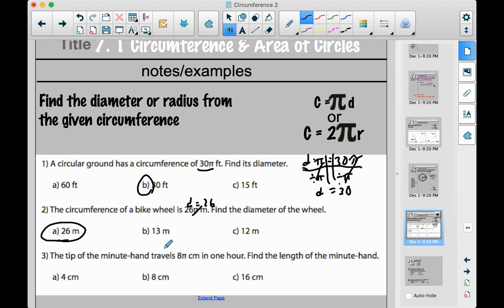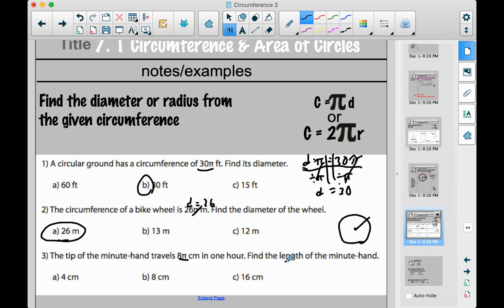Okay. The tip of the minute hand travels 8 pi centimeters in 1 hour. So let's talk about a clock. Got a clock. The minute hand, remember, is attached in the middle, goes out to the edge. So it tells me it travels 8 pi centimeters. So the distance it travels in 1 hour would be once around the circle. Remember, the distance around the circle is the circumference. So this 8 pi is the circumference.